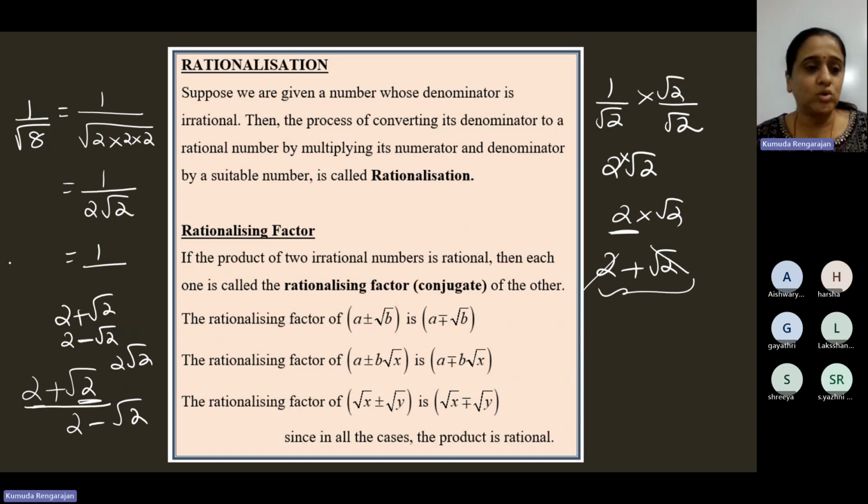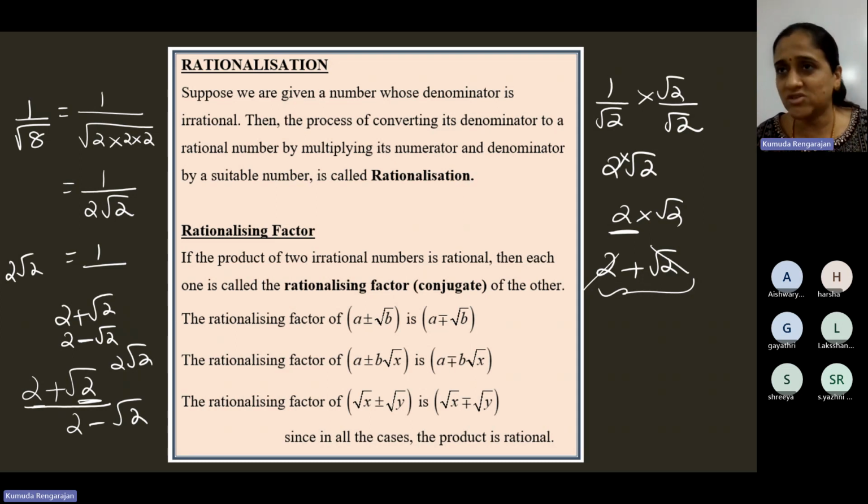But in 2 root 2, 2 and root 2 are connected by the multiplication sign, so you can look at them separately. 2 is different, root 2 is different. And what's the concept? Rationalization. What are we doing here? If the denominator is irrational, we'll rationalize it.